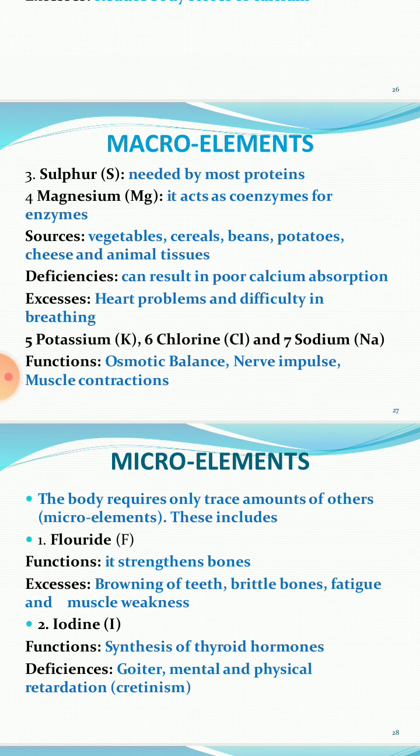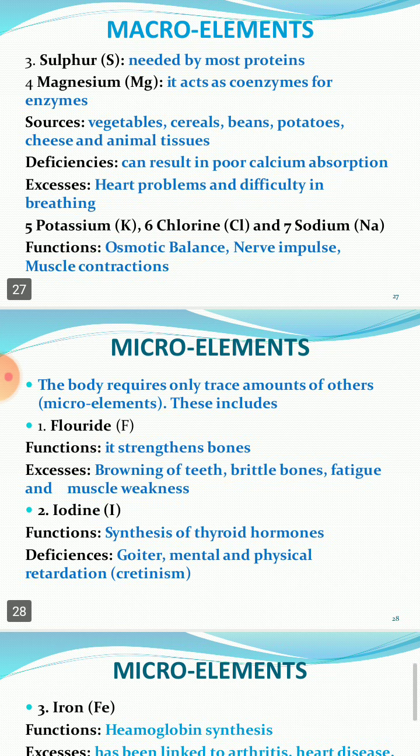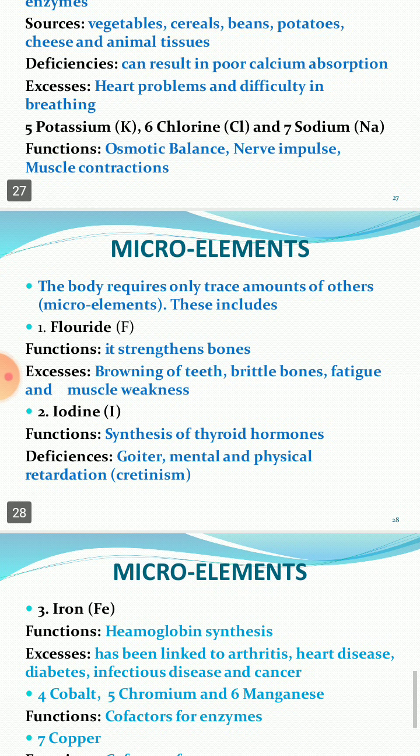Sulfur, needed by most proteins. Magnesium acts as a coenzyme for enzymes. Sources include vegetables, cereals, beans, potatoes, cheese. In animal tissues, deficiencies can result in poor calcium absorption, and excesses cause heart problems and difficulty in breathing. Potassium, chlorine, and sodium: osmotic balance, nerve impulse, muscle contractions.